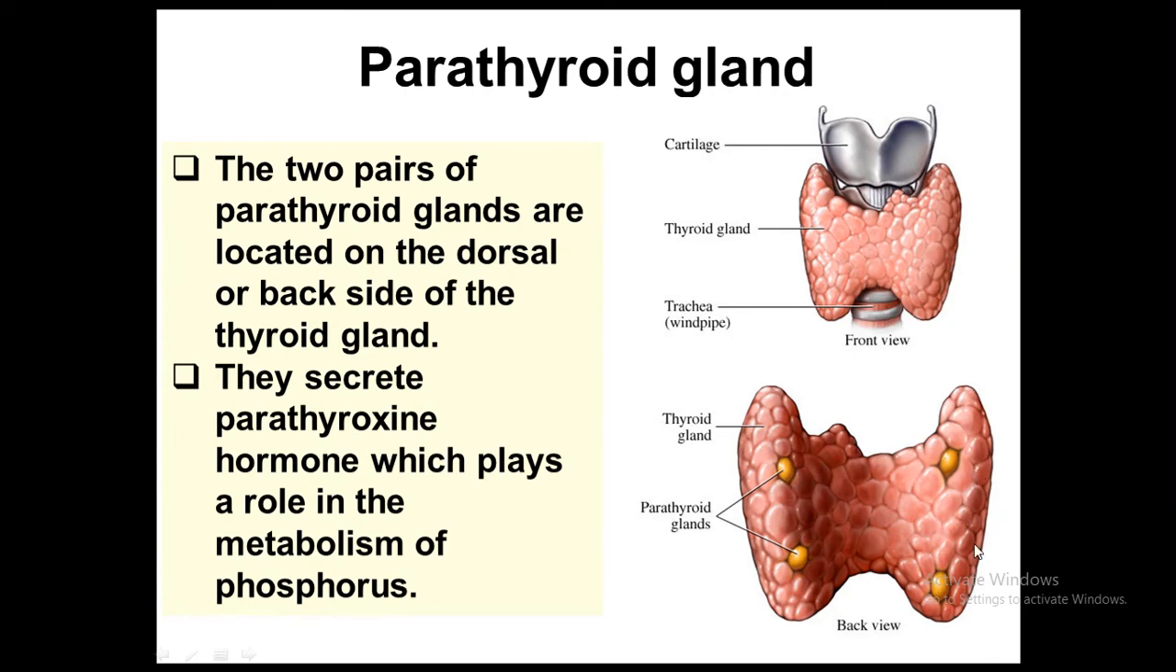They secrete parathyroxine, the parathyroid hormone, which plays a role in the metabolism of phosphorus. From the parathyroid, we get parathyroxine hormone, which helps to regulate the metabolism of phosphorus.